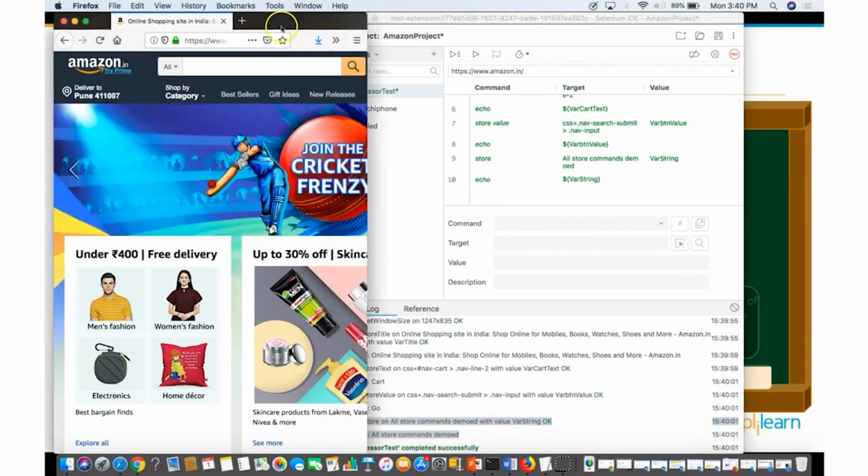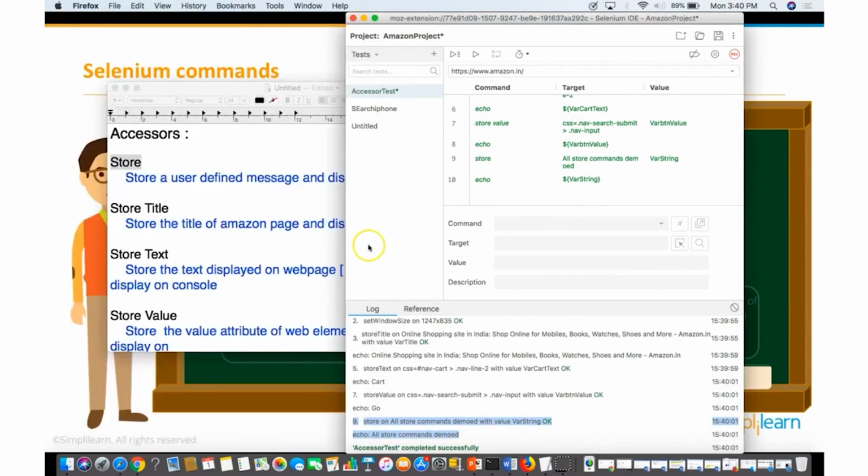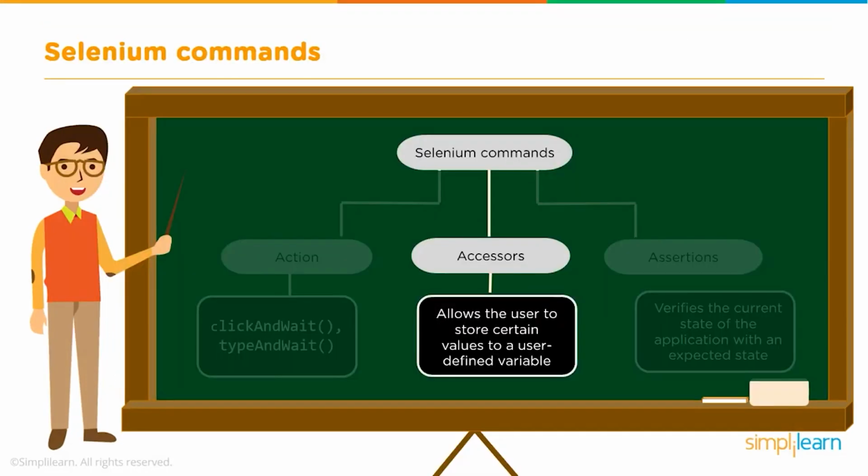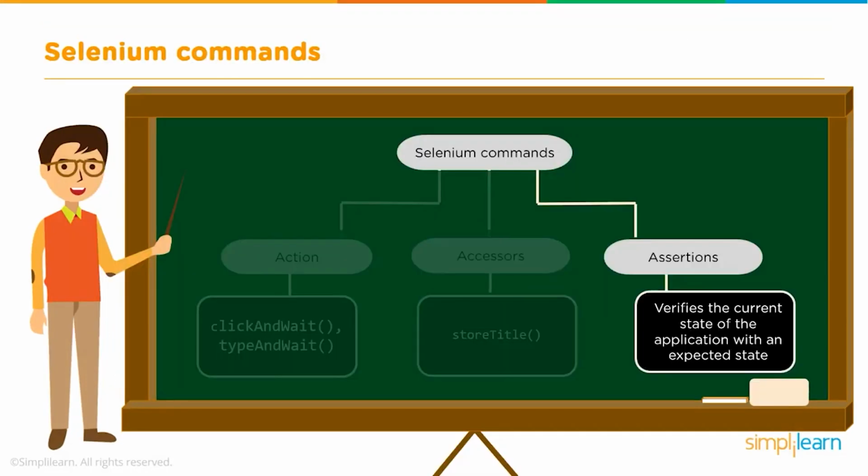Now let's close this window and go back to our presentation. So this is all about the accessor commands. Now what do we have after accessor? We have something called assertions. Now what is an assertion? An assertion is nothing but it verifies the current state of an application against an expected state. This is something where you compare your actual result with the expected result.